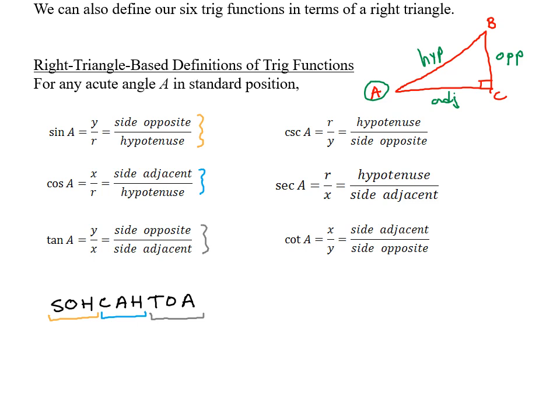And there's lots of different ways that you could remember other than SOHCAHTOA. One more popular one is that some old hippie caught another hippie tripping on acid. So that's another way you could do it. This only tells you the sine, cosine, and tangent. You still have to know that the other three are reciprocals.